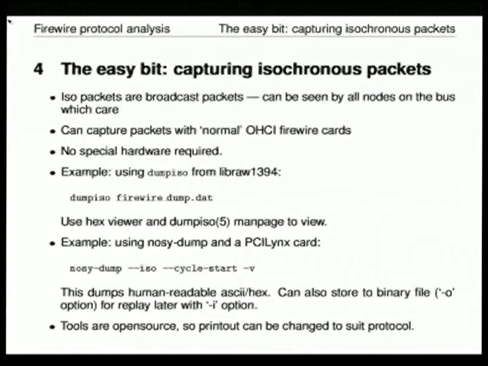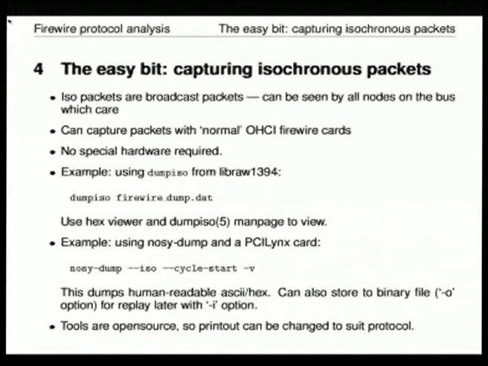So the easy bit. That slide's got a wrong title on it. This should be asynchronous packets, that's correct. The asynchronous packets are actually easy, because as I mentioned earlier, they're a broadcast packet. And by definition, everything on the bus, if it's listening to the right channel, can receive these packets without anything special having to be done at all. We can have an OHCI card on the bus, we can listen to the right channel number, and you'll see the packets without any problem at all.